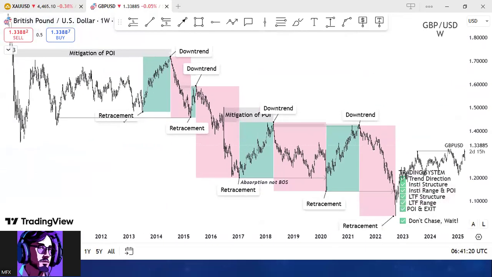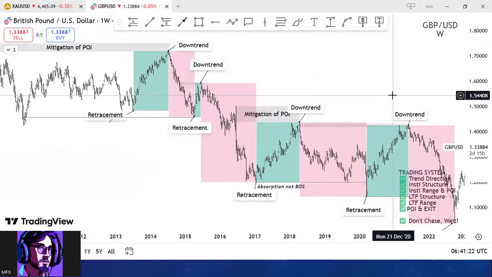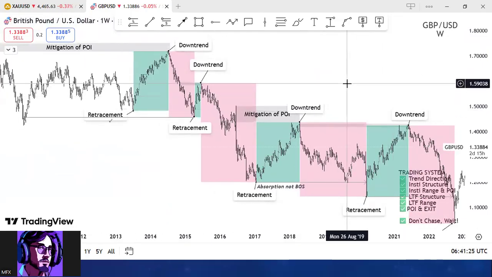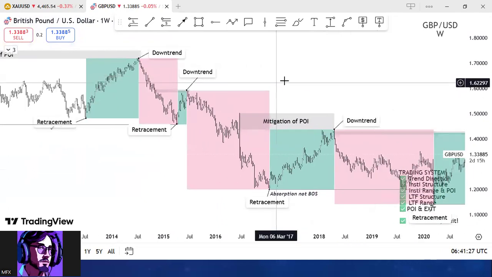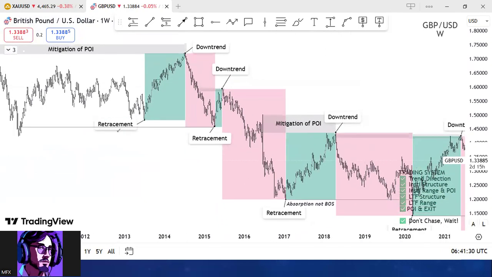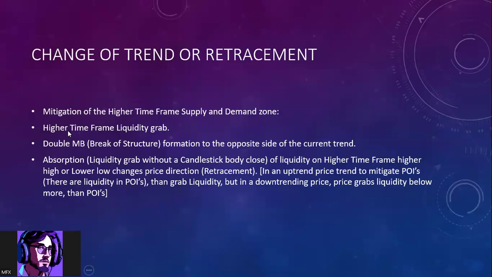Yep, and all that. So what I'm trying to say here today is that we should take note that these four things are what price reacts to. Mitigation of a higher time frame supply or demand zone, a higher time frame liquidity gap, even a lower time frame liquidity gap. Sorry for this error, but mitigation of higher time frame supply and demand zone. Okay, higher time frame.